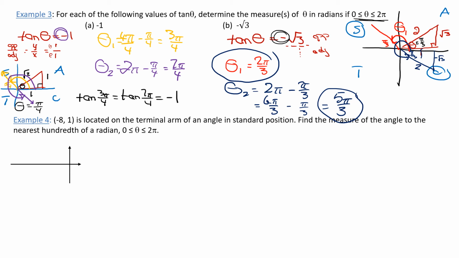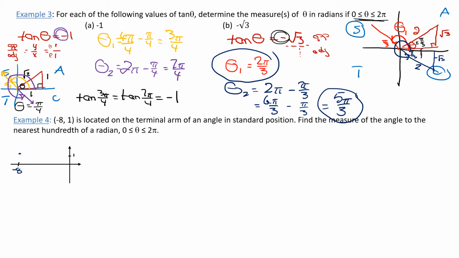Example 4. Negative 8, 1 is located on the terminal arm of an angle in standard position. Let's start with that. Negative 8, 1. So I've put little x and y axes here. Negative 8 is here, and 1 is here. So negative 8, move that down. Negative 8, 1 is right there.